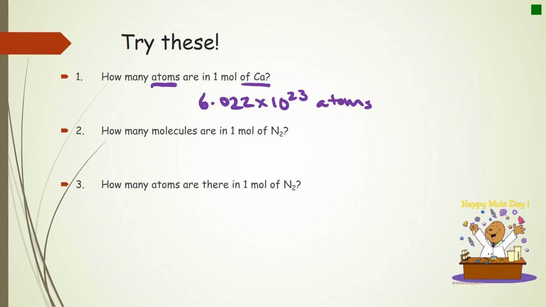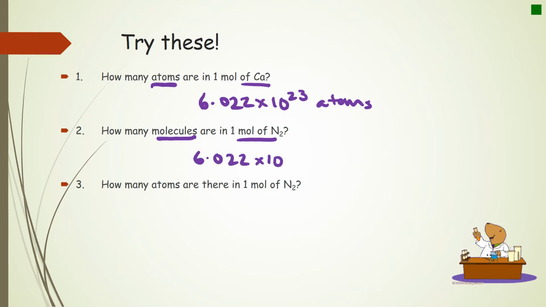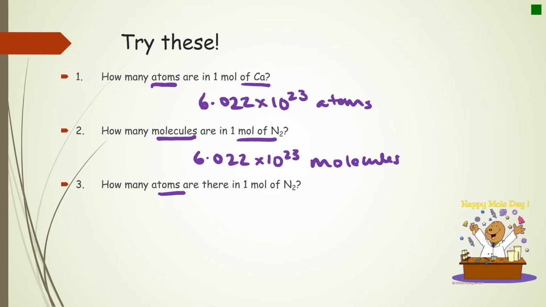Now let's try the next one. This time we've been asked to find how many molecules are in 1 mole of nitrogen gas. Well, nitrogen itself is a molecule and it is N2. So if we're trying to find out how many molecules are in 1 mole, then guess what? There are 6.022 by 10 to the 23 molecules of nitrogen.